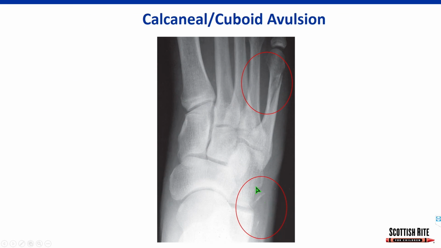Calcaneal-cuboid avulsion injuries. That oblique image oftentimes is going to be the best view for you to find these on. You can see here there's a cuboid avulsion, calcaneal avulsion. Really pay attention to this area as well, particularly when these kids come in with an acute injury and global mid or lateral midfoot pain. And then we can obviously see this long oblique fifth metatarsal shaft fracture here.